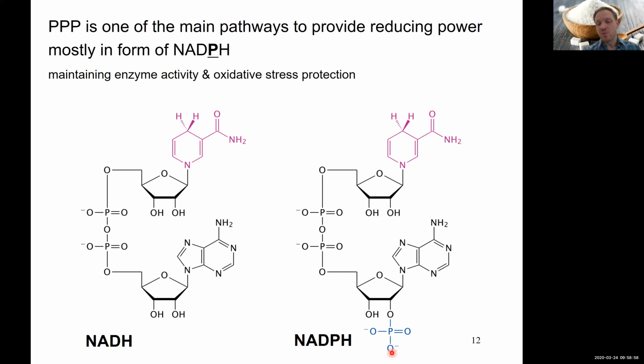What this phosphoryl group does is that it does change the specificity for enzymes. So only certain enzymes will actually recognize NADPH as a cofactor. So in essence, it provides a different pool of this electron carrier that is relevant for only certain enzymes.